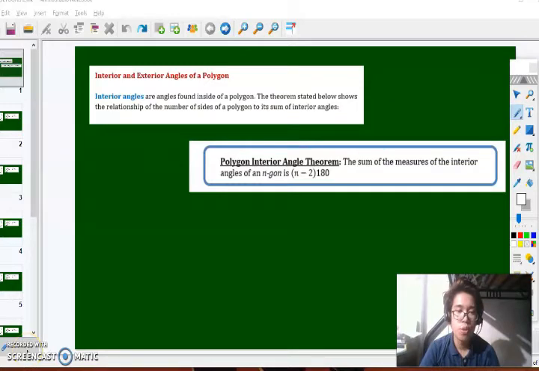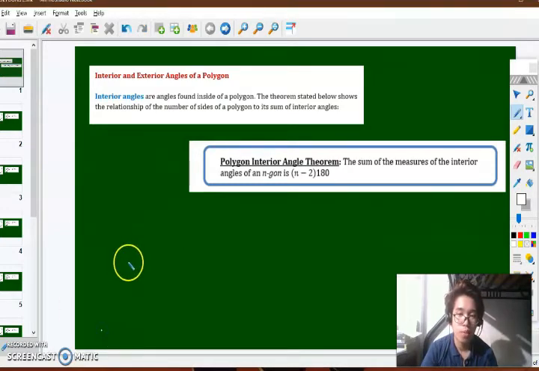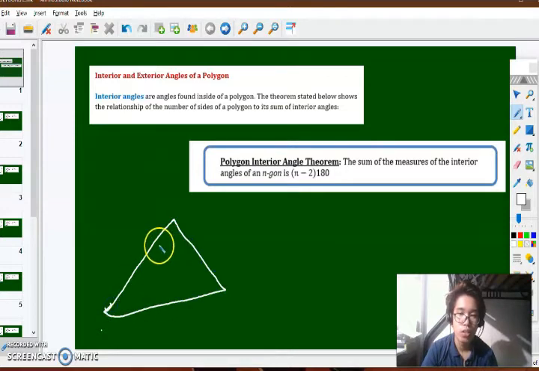So guys, we move forward to the next lesson, interior and exterior angles of polygons. So the interior angles of polygons, as you can see here, let's say for example, we have a triangle. In the triangle, the interior angles, of course, are the angles that can be found at the center of the triangle. So those are the interior angles.